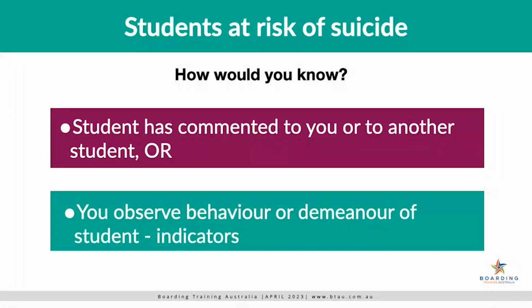So how could we know? How would we know that a student is at risk of suicide? It's usually because somebody has told us. The student themselves has told us, or another student, or another adult, but somebody has told us. The other way is you observe indicators, so behaviour or demeanour of the student.